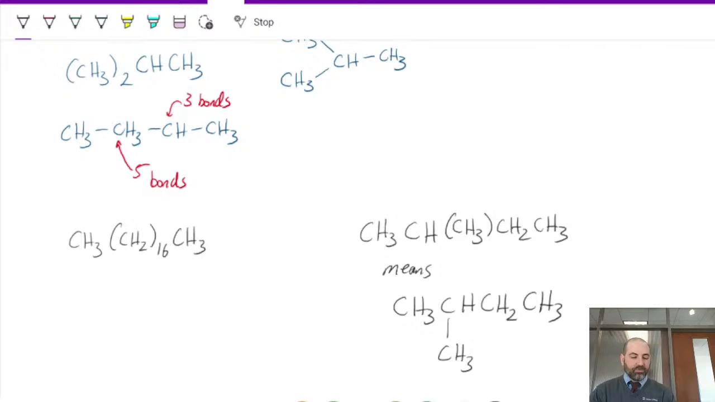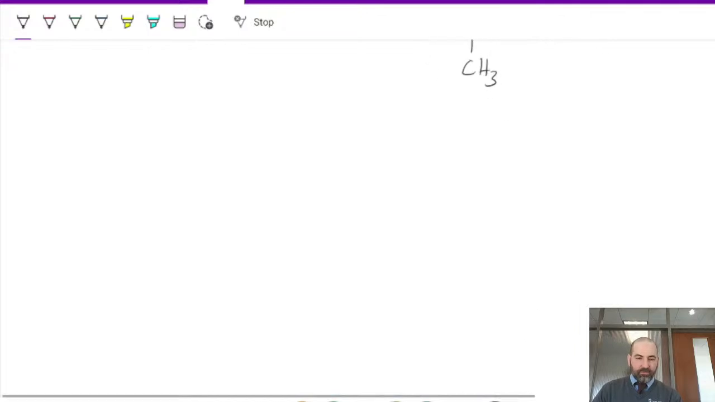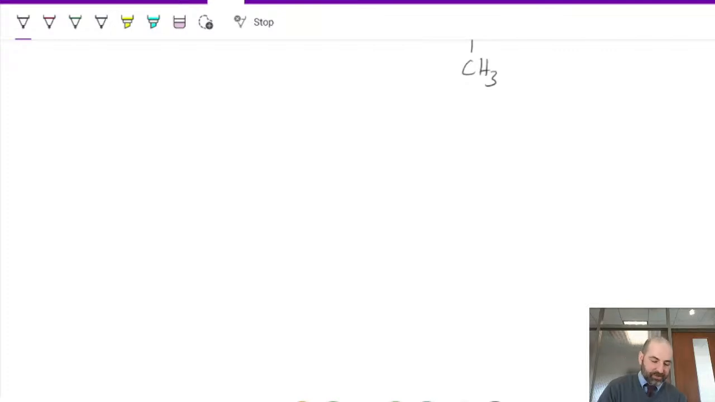All right, so then we'll move on to the third way of drawing structures, which is both the easiest in terms of drawing, but also the hardest in terms of figuring out how to do it. And that's what we call line structures. This is what we'll spend a little time trying to figure out.